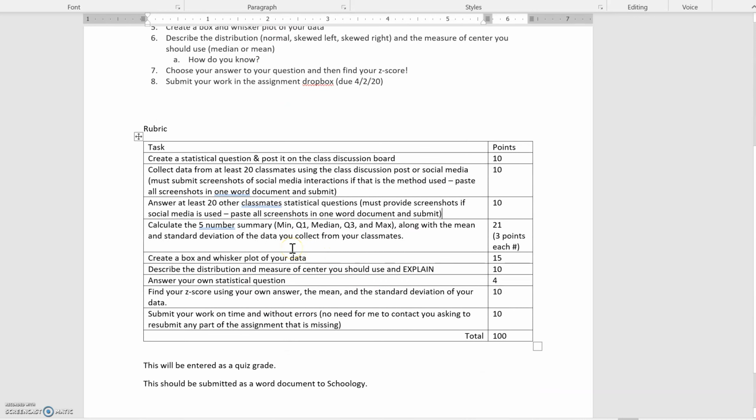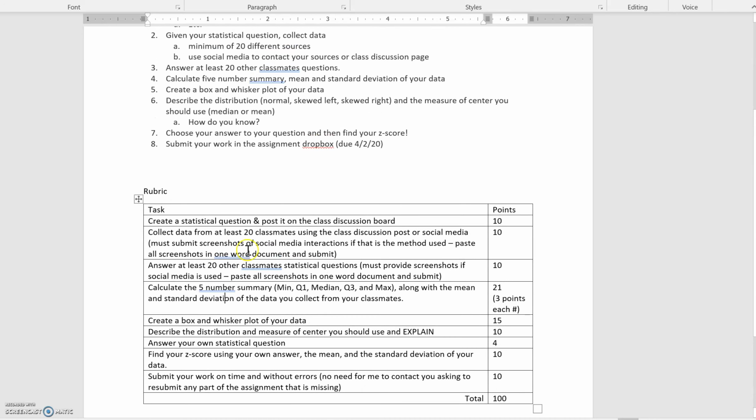Your next step is calculating the 5-number summary. You're finding the min, quartile 1, median, quartile 3, and maximum, along with the mean and standard deviation of the data that you collected from your classmates. You're going to do what we did in section 11.1. This is where the actual math part comes in, right? You are going to mathematically calculate your min, Q1, median, Q3, max, mean, and standard deviation. Once you calculate your 5-number summary and all that data, you're going to create a box and whisker plot for your data.